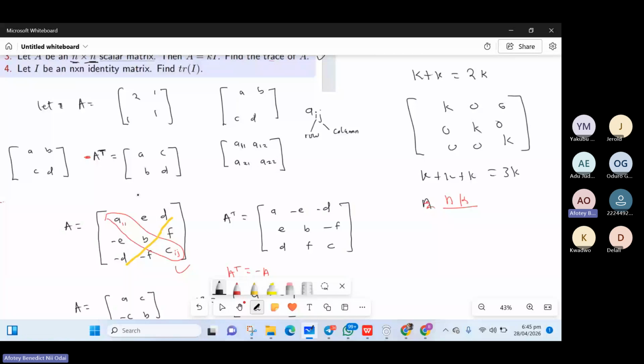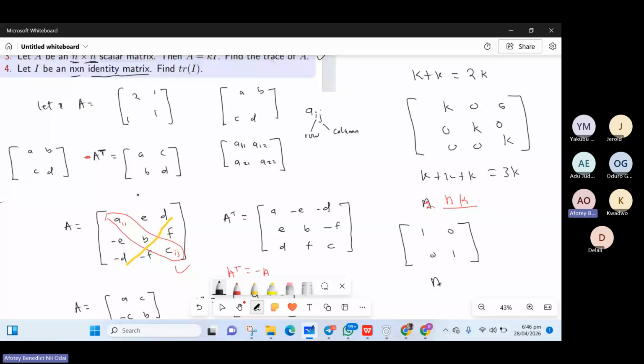Yes. So let I be an n by n identity matrix. Find the trace of I. Let's use a 2 by 2 identity matrix: 1, 0, 0, 1. And we are being asked to find the trace of I. Once again, the trace of I is equal to n times 1.